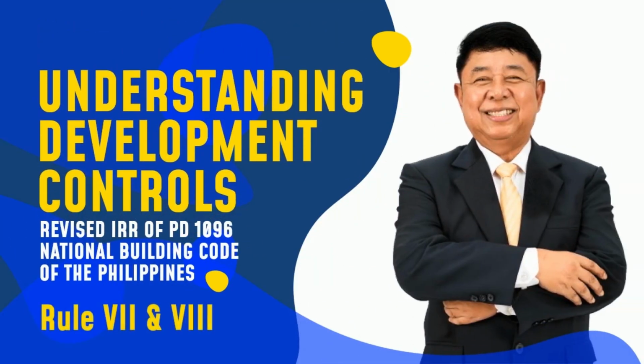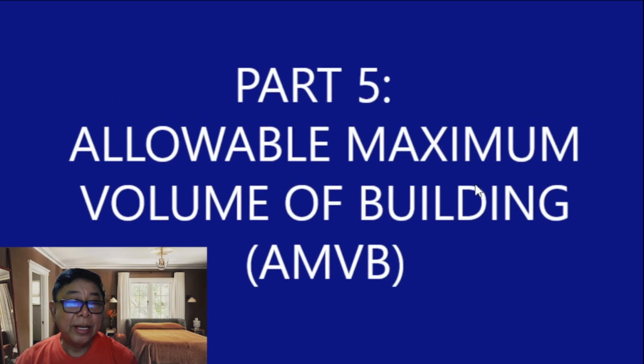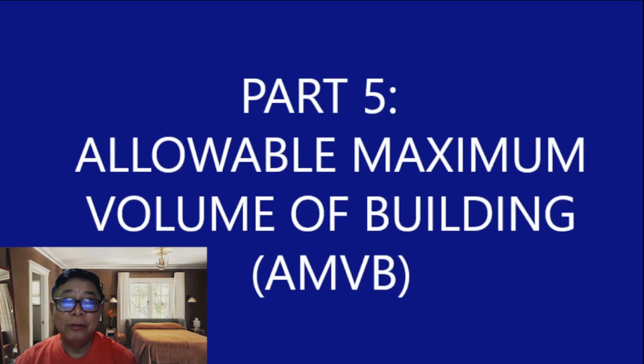Understanding the development controls. Under Rules 7 and 8 of the Revised Implementing Rules and Regulations of PD number 1096, National Building Code of the Philippines. Today, we'll be diving into part 5 of my series on development controls, focusing on the Allowable Maximum Volume of Building, or the AMVB, which is the most tedious of all development controls to derive. So stay tuned.